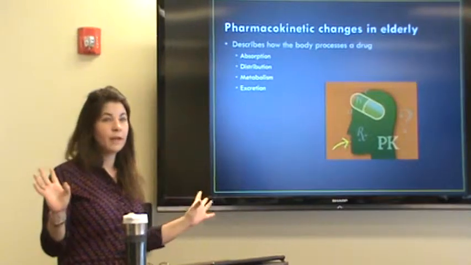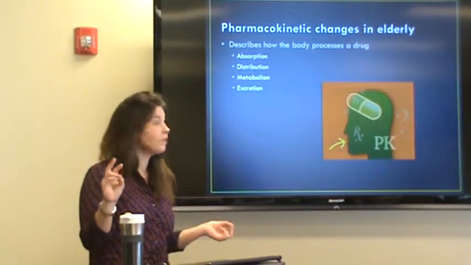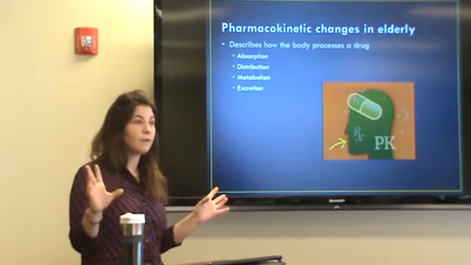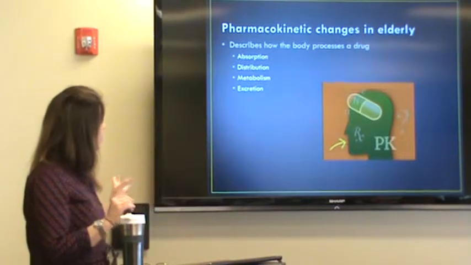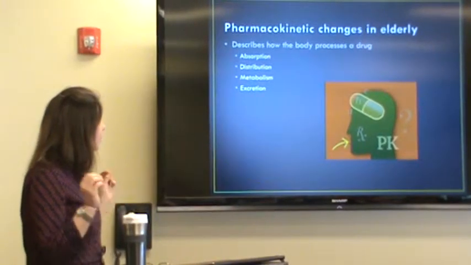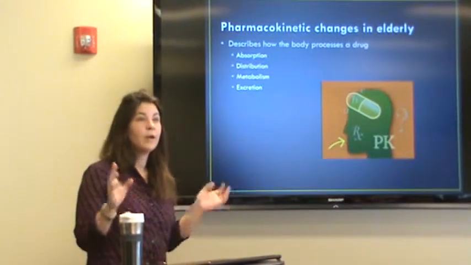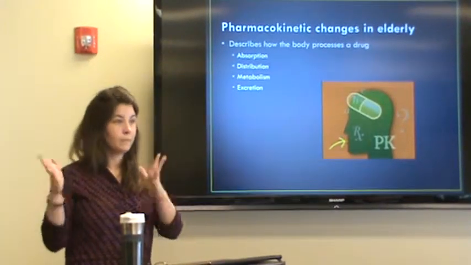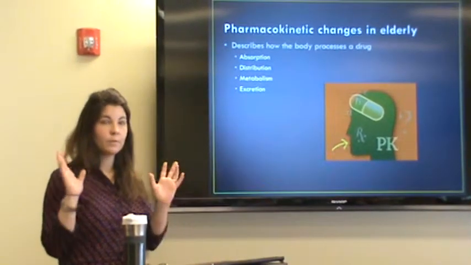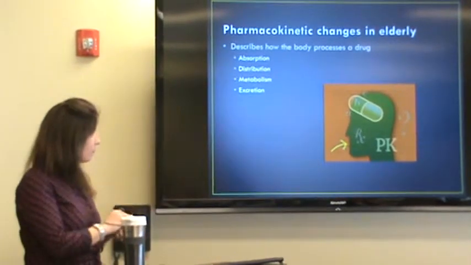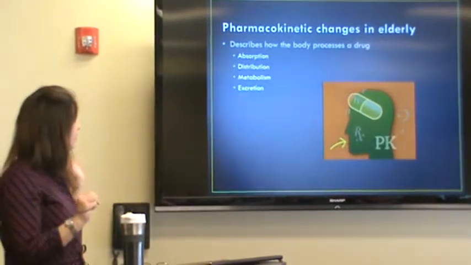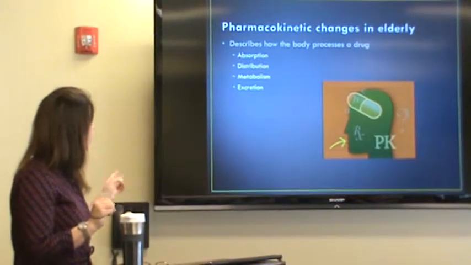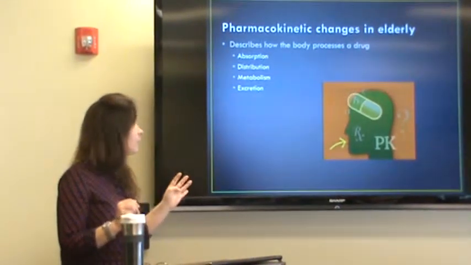Like I said, pharmacology is broken down into two key terms, right? We have pharmacokinetics and pharmacodynamics. Pharmacokinetics describes how the body processes a drug, or what the body does to the drug. That's, in very simple terms, what pharmacokinetics is. Within pharmacokinetics, there are four key terms: absorption, distribution, metabolism, and excretion.